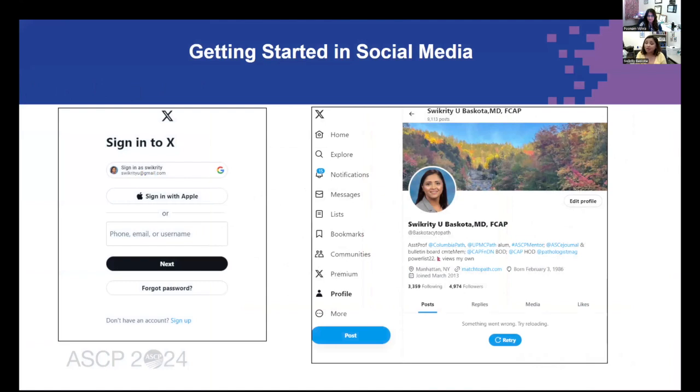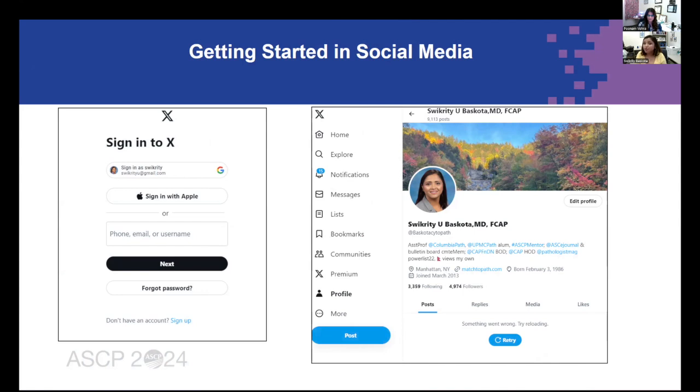So let's talk about... I will be focusing most of my talk on how to get started on Twitter, but it is somewhat similar across the other social media platforms as well. The first image shows what appears when you click on sign up for Twitter. To your left, you can sign up using your own email, or you can create a username.